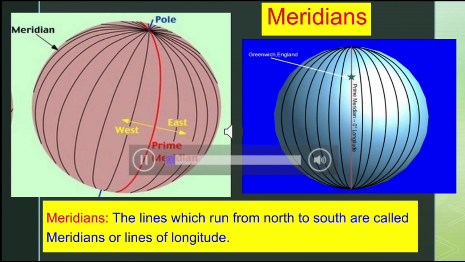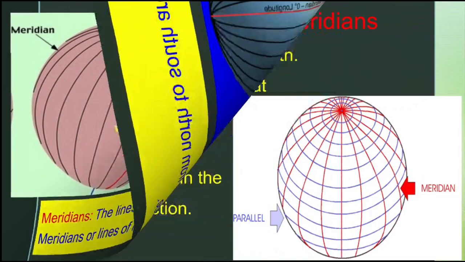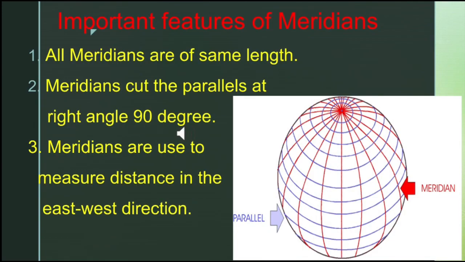Now next we are going to see the important features of meridians. It has some important features which indicate that these are meridians. All meridians are of the same length. When you see the vertical lines, all the lines are of the same length.